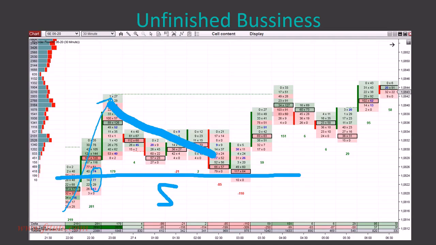But given the fact that there is the failed auction in here, the unfinished business in here, it should work as a magnet. So the chances are higher that the price will react to those imbalances, and then the magnet will help you in your long. Alright? This should be the take profit, 1 tick above the unfinished business.